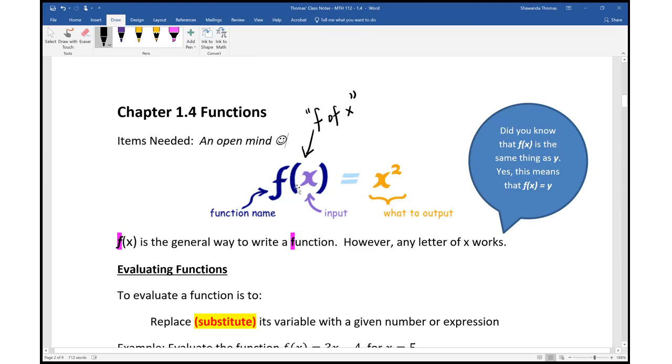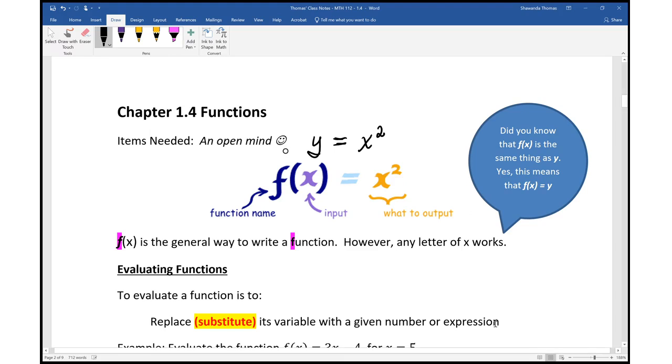Now, what you're used to seeing is y instead of f of x. But did you know that f of x is the same thing as y? Yes, this means that f of x equals y. In the past, you may have worked with y equals some line like x plus 1. In this case, we have f of x equals x squared. So this is the same thing as y equals x squared.